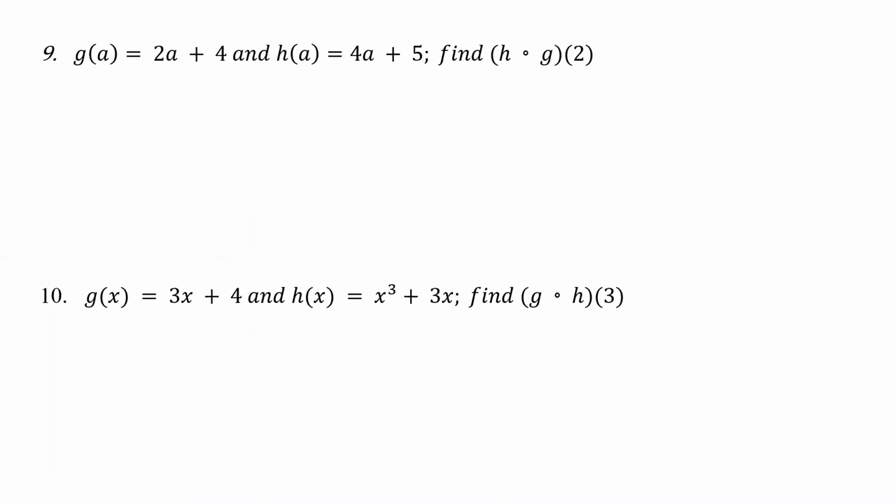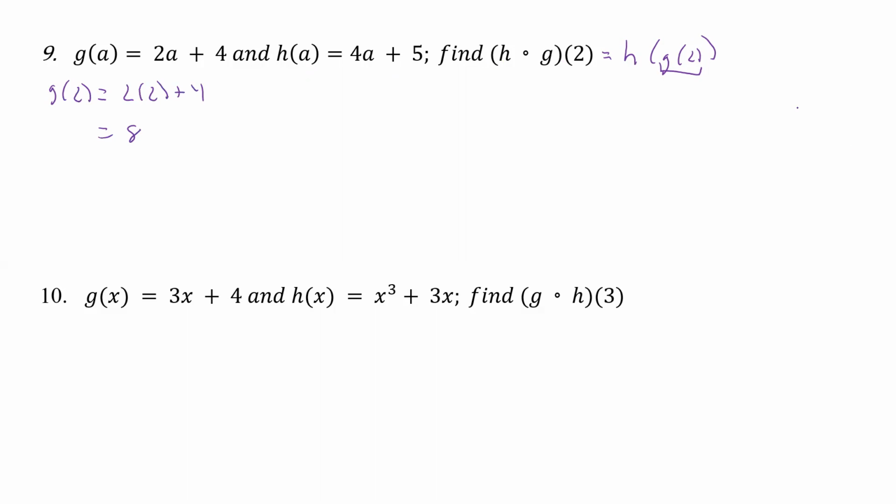All right. So here we got g of a is 2a plus 4, and h of a is 4a plus 5. We want to find h of g of 2. Well, what does that mean? We want to find h of g of 2. So we need to find what g of 2 is. Okay? Well, g of 2 is 2 times 2 plus 4. Well, 2 times 2 is 4 plus 4 is 8. Okay? So that was pretty easy.